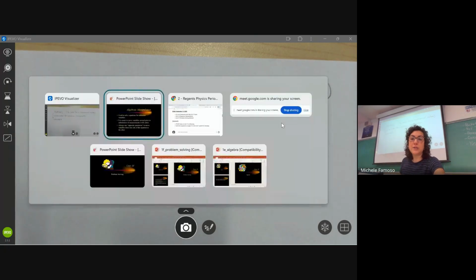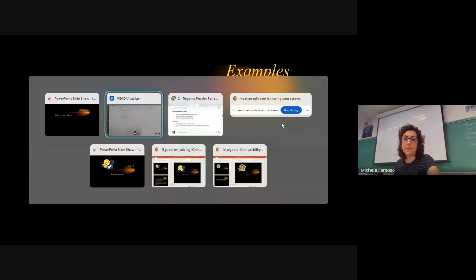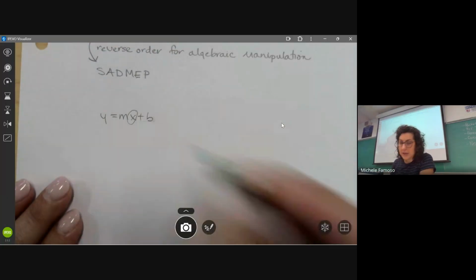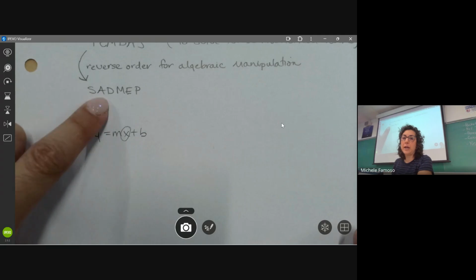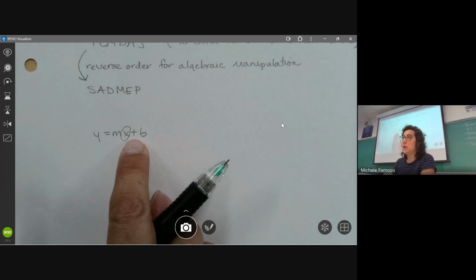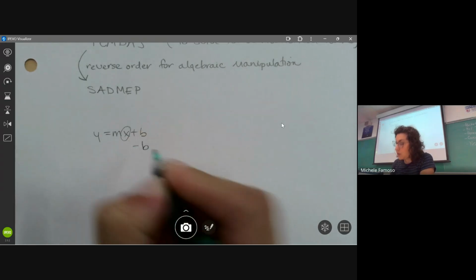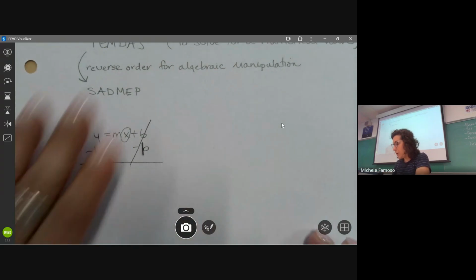Okay, so let's just tackle this with an example. The first equation I want us to solve is y equals mx plus b. And we're going to solve it for the variable x. We want to solve it for this x. So if I think about SADMEP, the first thing I want to look for, are there any subtractions or additions in this equation? And the answer is yes, right there, which means I have to do the opposite of addition, which is subtraction. We subtract b from both sides.